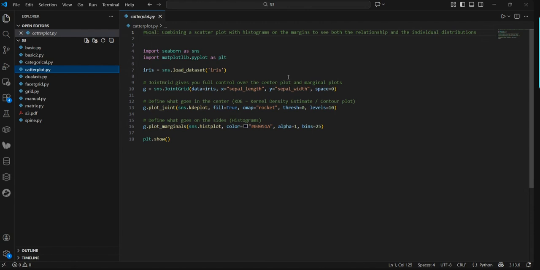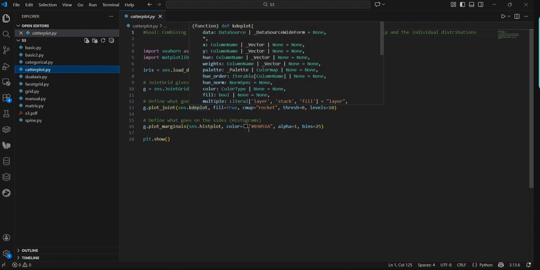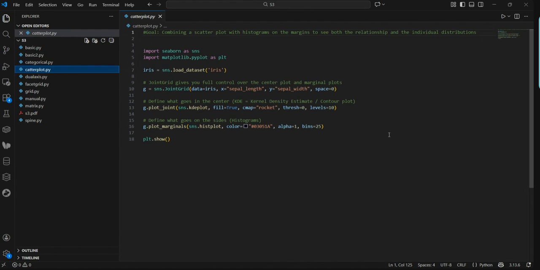And we are using KDE, that is kernel density estimate. So that is the contour plot, being used for the iris data set. We are using g.plot_joint, that is sns.kdeplot. We are setting fill as True, cmap as rocket, thresh as 0, and levels as 10.